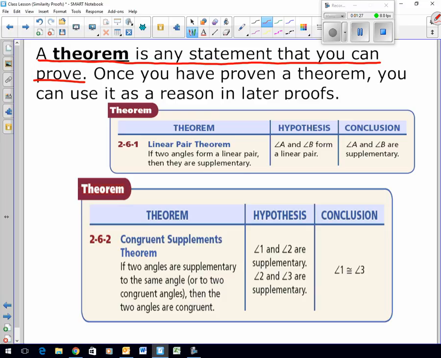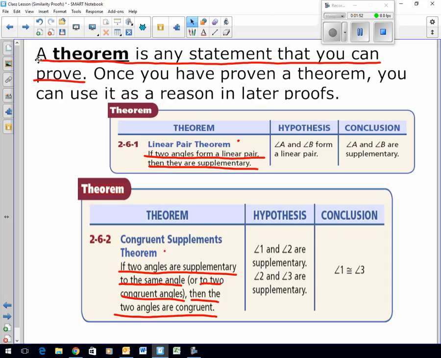First one's called the linear pair theorem. If two angles form a linear pair, then they are supplementary. We'll talk about that. Also, what we call the congruent supplements theorem. If two angles are supplementary to the same angle, then the angles are congruent. Or to two congruent angles. Make sure you get those definitions written down.